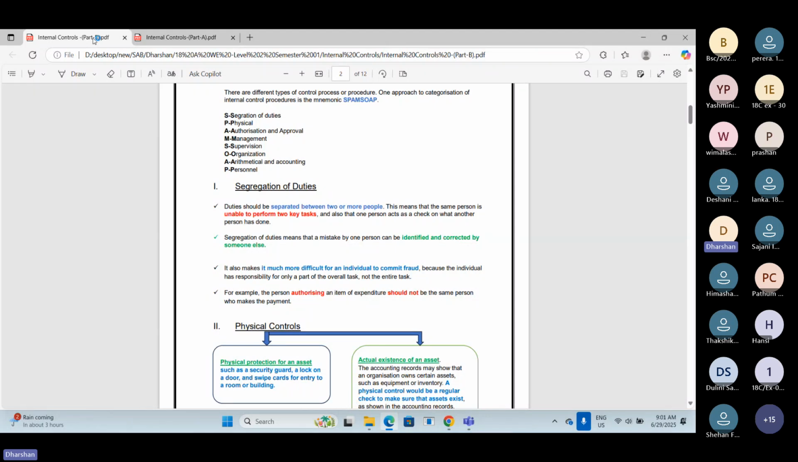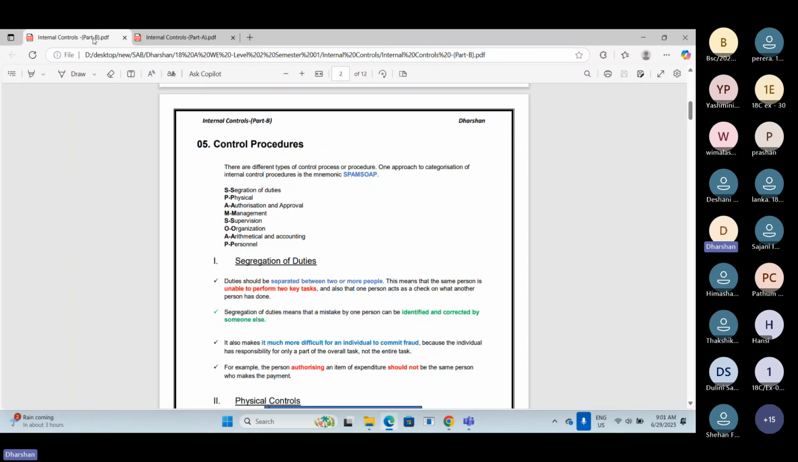And now we are discussing control procedures. Here you should know about control categories, not types. Whatever controls you are going to implement in the organization, those controls can be classified into one of these 8 control activities. Clear? So here in control procedures, what is the objective of learning this control procedure?